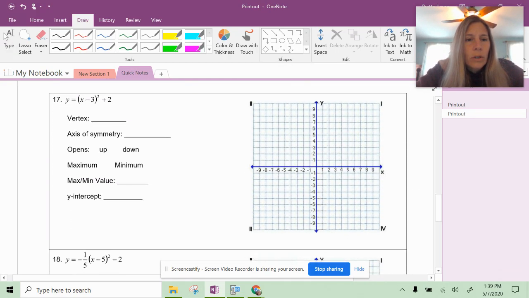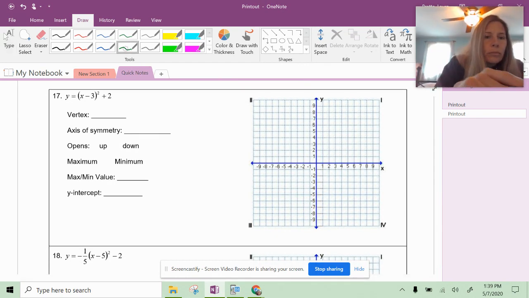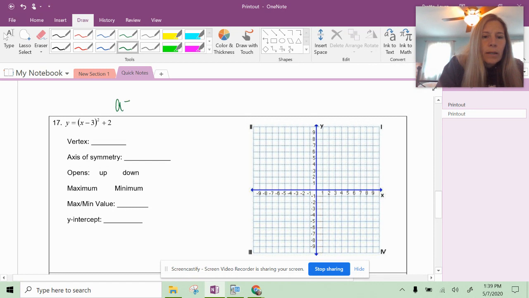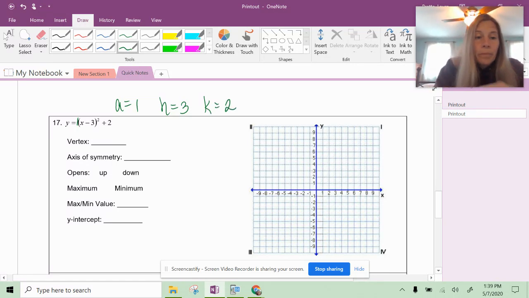Okay, so let's go to number 17. Same idea. First thing I'm going to start out with is finding my A, which there's nothing there, which means it's a positive 1. My h, which is the opposite sign, so x minus 3, so it's 3. And k, I'm going to keep that sign, so it's a positive 2. So my vertex is the h and the k, so 3 and 2. My axis of symmetry is always x equals whatever that h value is, so x equals 3.